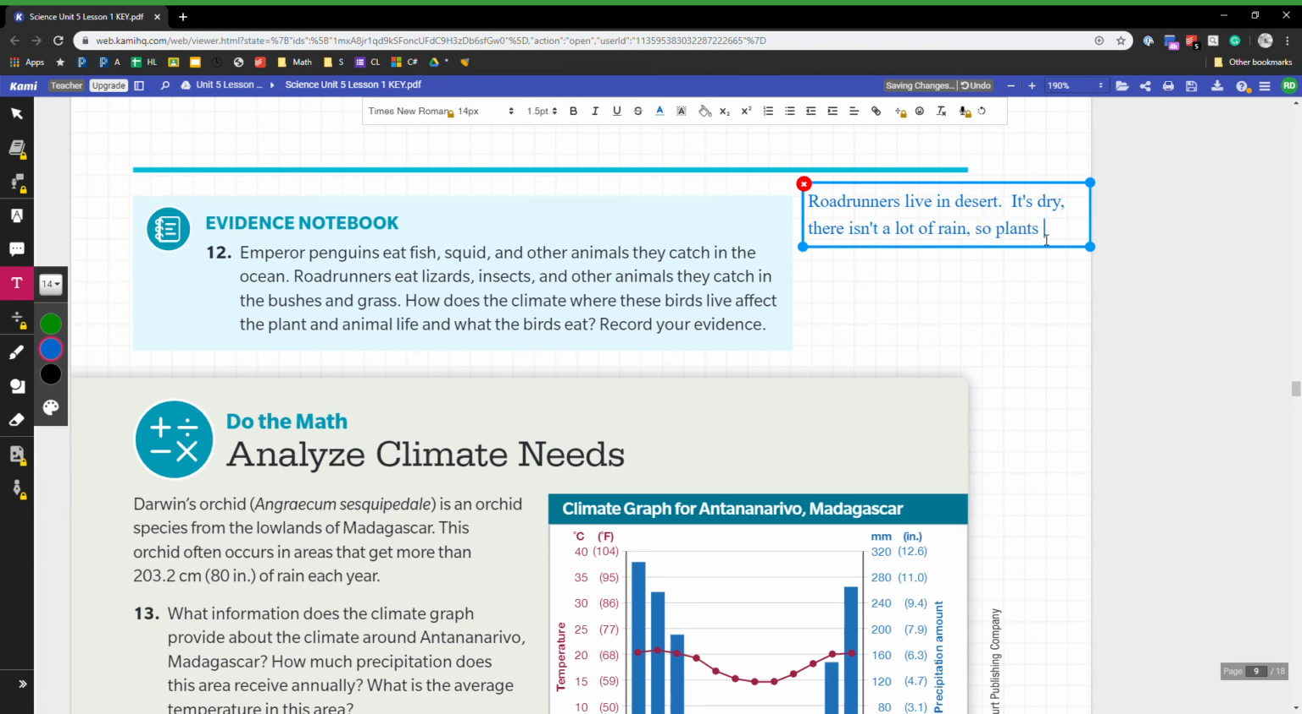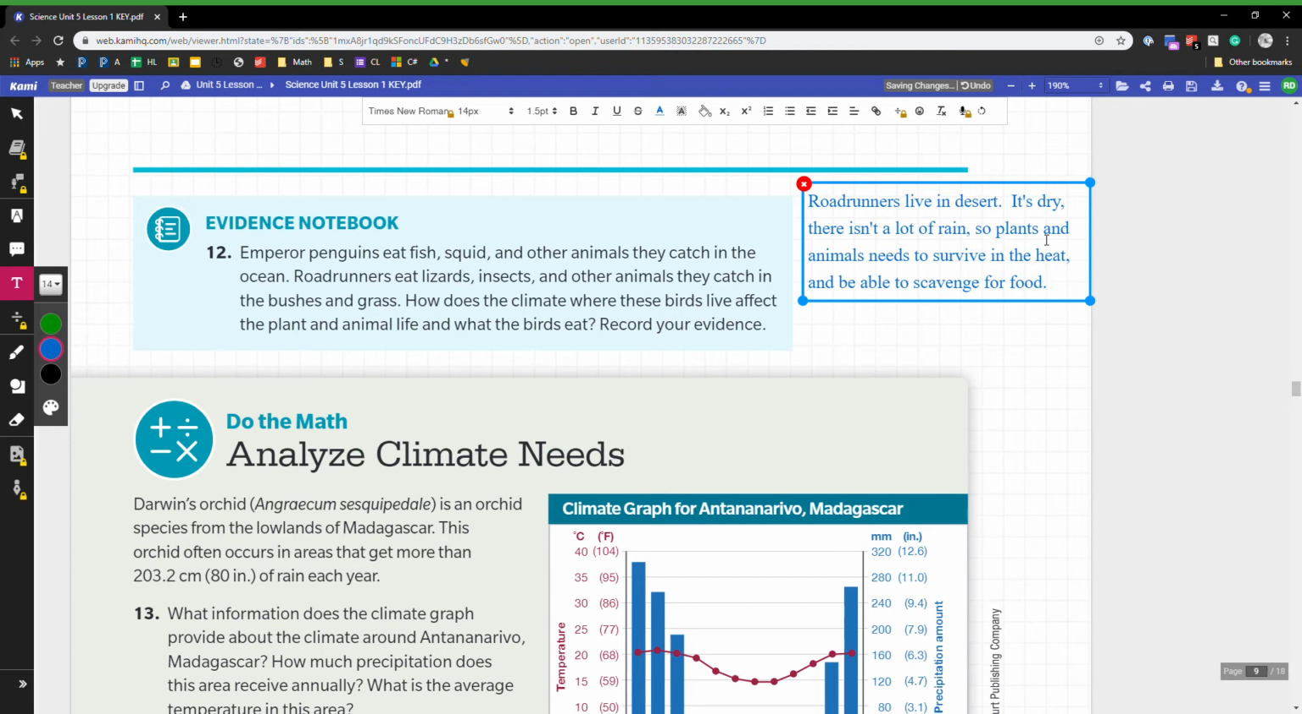So plants and animals need to survive in the heat and be able to scavenge for food. So I mean, without writing, so you don't have to see me write all of these things.